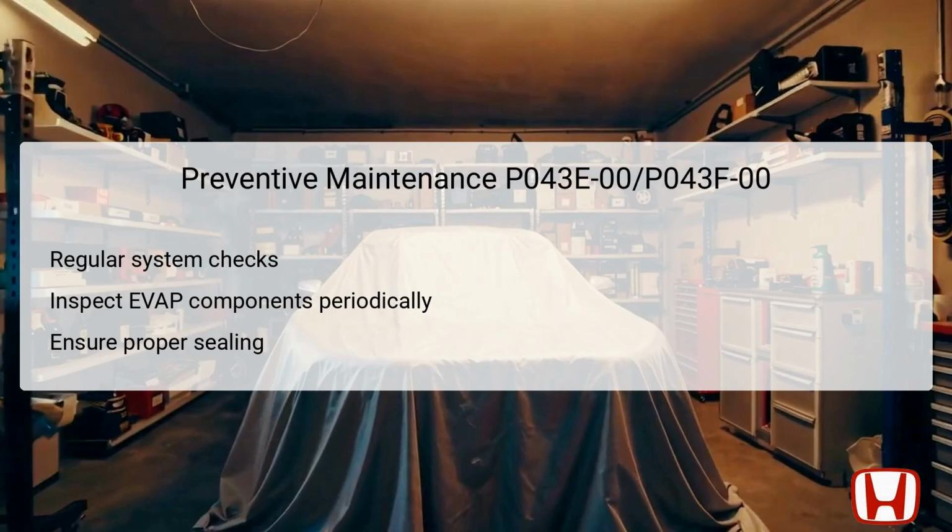Periodic checks help catch potential blockages or wear before they lead to larger issues. Ensuring that all fittings and seals are properly maintained is also critical, as even small leaks can cause pressure anomalies that trigger the DTCs. Taking proactive measures not only maintains vehicle performance, but minimizes the risk of failing an emissions test, thereby promoting environmental compliance.